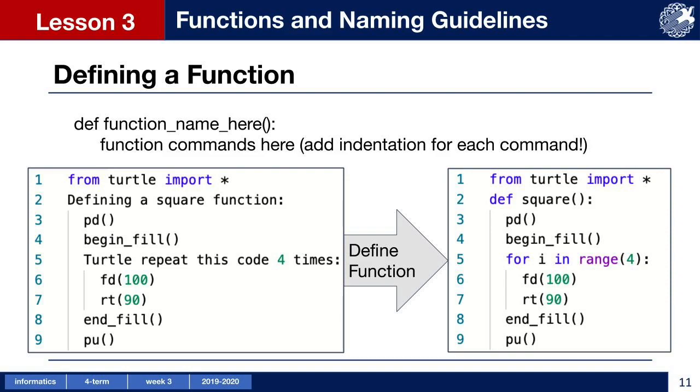Our turtle knows the circle function, so each time we call it, the turtle will draw a circle. But if we call the square command, there will be an error, because our turtle doesn't know this function yet.